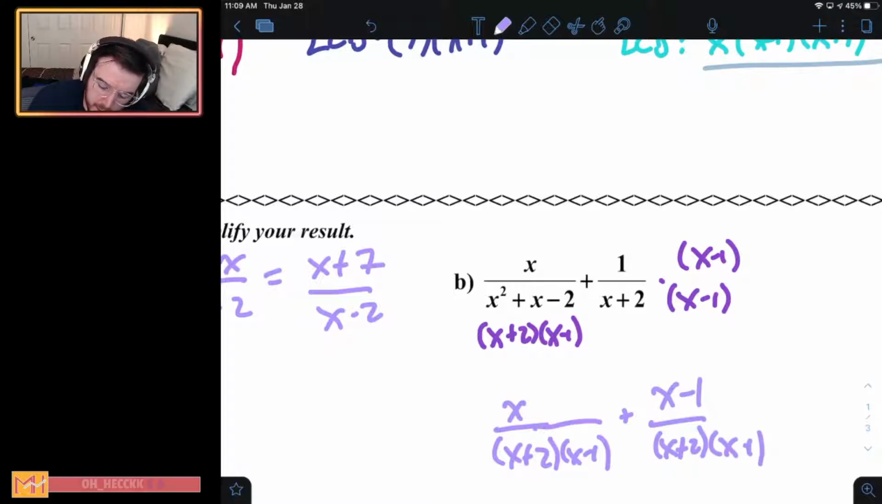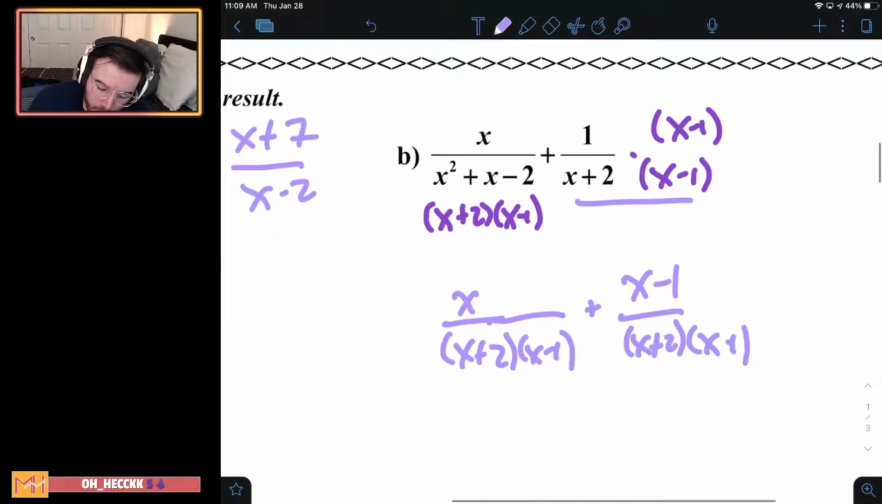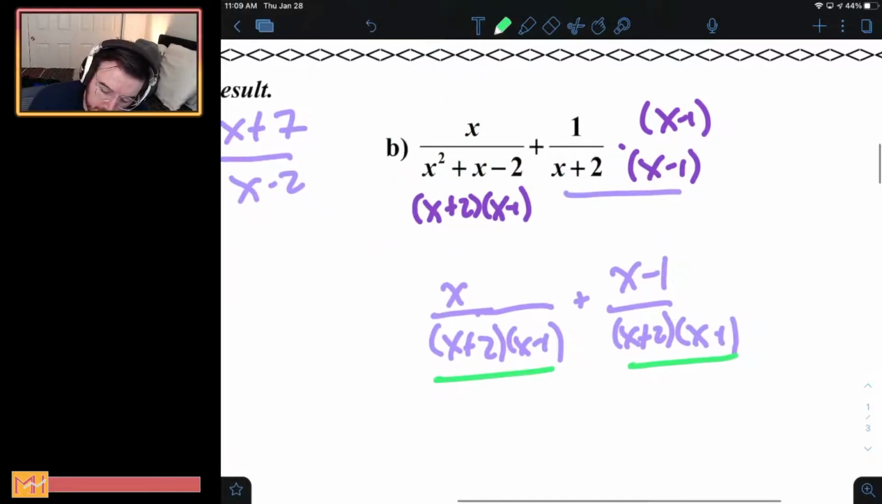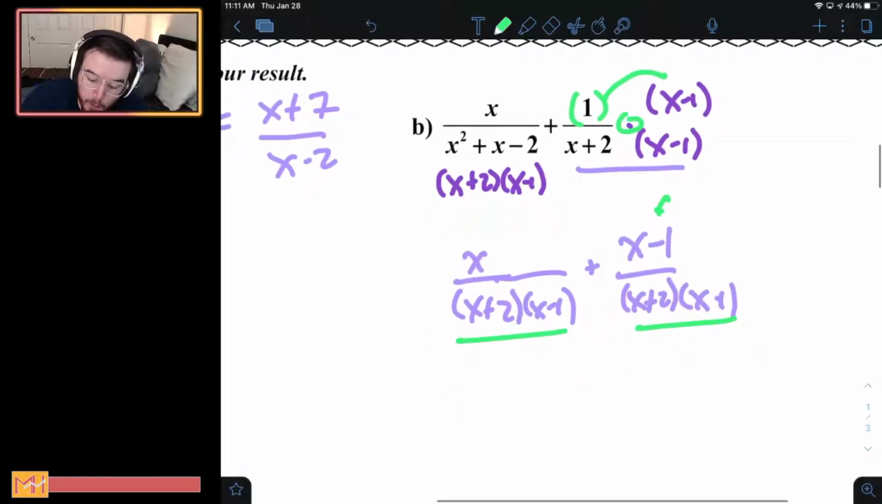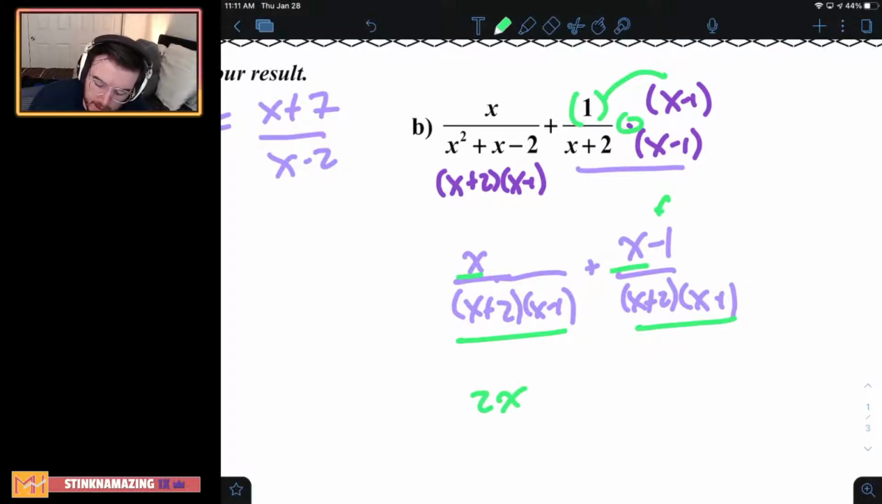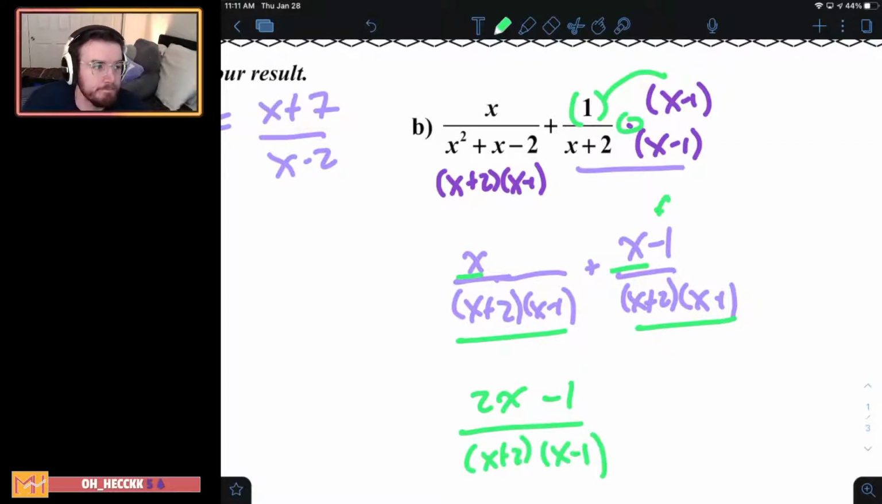Right? I multiplied it in, and now, voila, we have identical denominators. Why did this become x minus 1? Because 1 times x minus 1 is simply x minus 1. And now we add these together. x plus x is 2x, and then minus 1, all over x plus 2 times x minus 1.